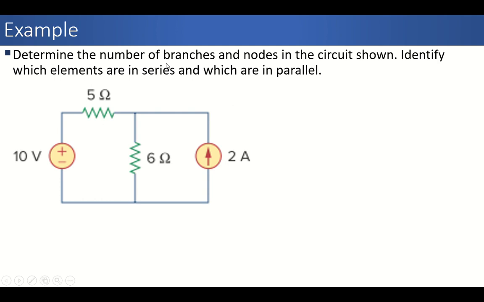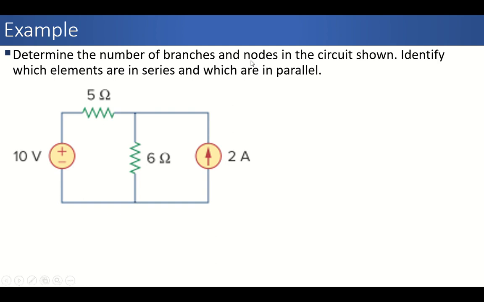So let's start with the branches. Again, remember that a branch is any part of the circuit where at least one component is connected. So you can see that the 10 volt source is one branch, then the 5 ohm resistance is another branch, the 6 ohm resistance is another branch, and the 2 ampere current source is another branch. So there are one, two, three, four branches. Remember, starting from this point to this point, this is not a branch. There is no component interconnected. Similarly, from this point to this point, there is no voltage. In fact, there is no component interconnected.